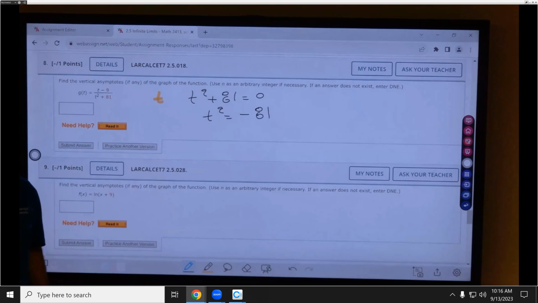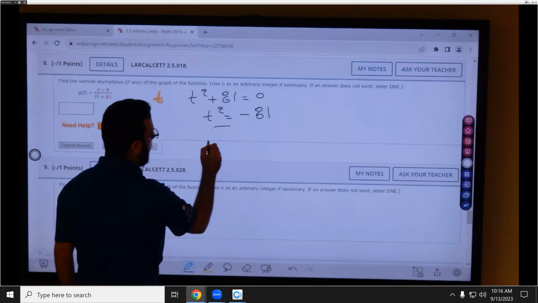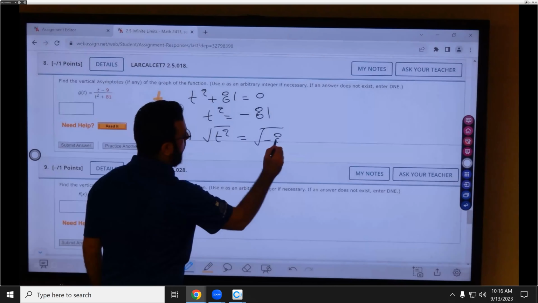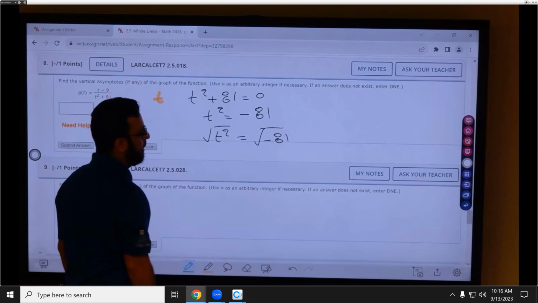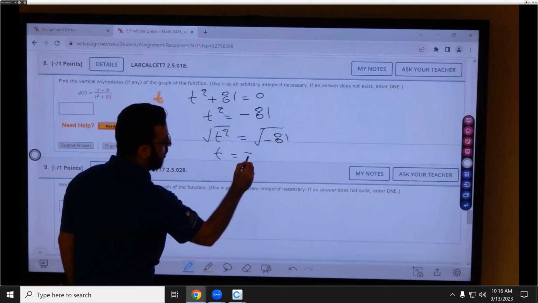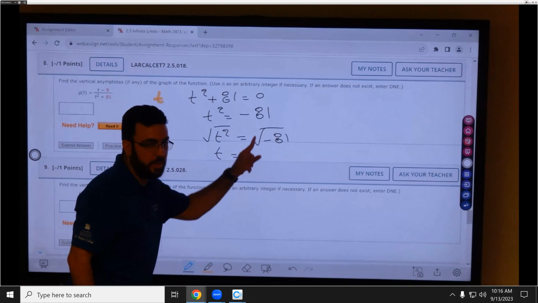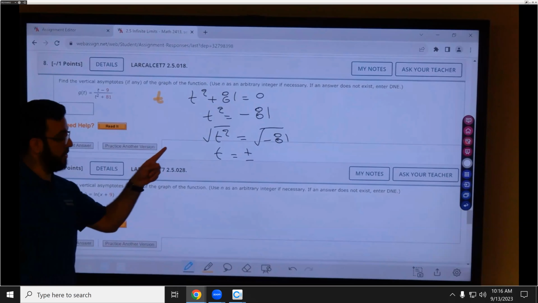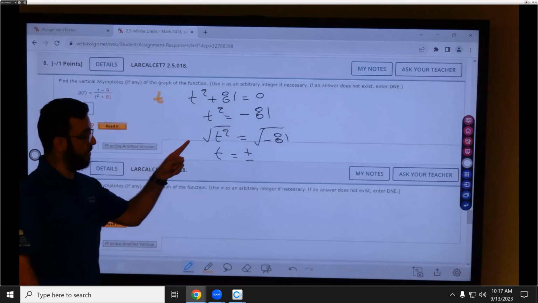Square root. Square root both sides. Okay, you're going to take the square root of t squared equals the square root of negative 81. Next step. This one is t. I'm taking the square root, so plus or minus. Now tell me what the result is. Just trying to refresh your memory, okay? So negative 81.